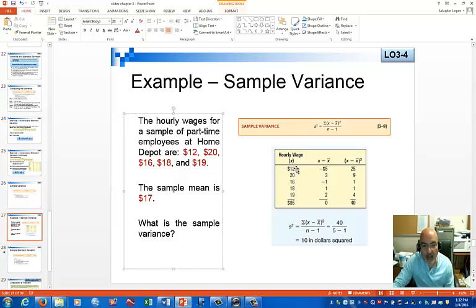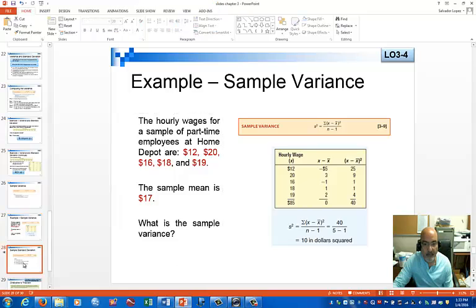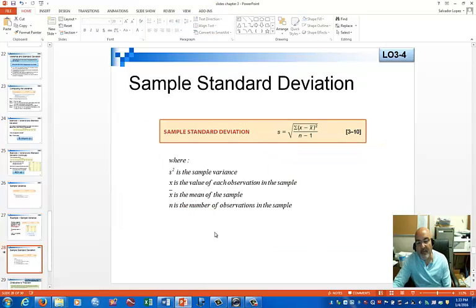So from each number, 12, you subtract 17. You get minus 5. 20 minus 17, 3. 16 minus 17, minus 1. 18 minus 17, 1. 19 minus 17, 2. And square each difference: 25, 9, 1, 1, and 4. And the summation of that will be 40, which is the numerator here. And divided by 5 minus 1, 40 divided by 4, that gives us 10. So 10 is the sample variance. And the sample standard deviation will be the square root of that, which will be about 3.33.